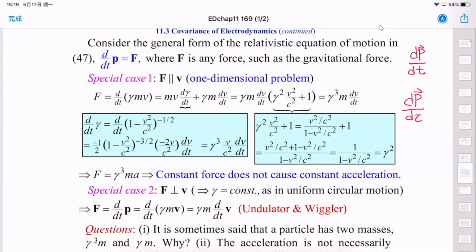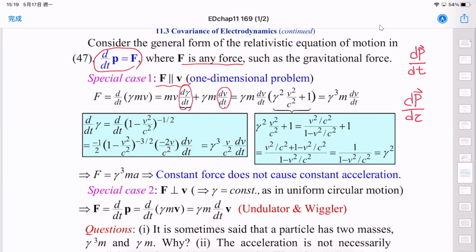Okay, consider the general form of the relativistic equation, this one, where force is any force, such as gravitational force, Lorentz force. If the force and velocity are parallel, what will happen? We should differentiate with respect to gamma as well as v, because gamma is also a function of v. Okay, by doing so, here, there will be the acceleration.